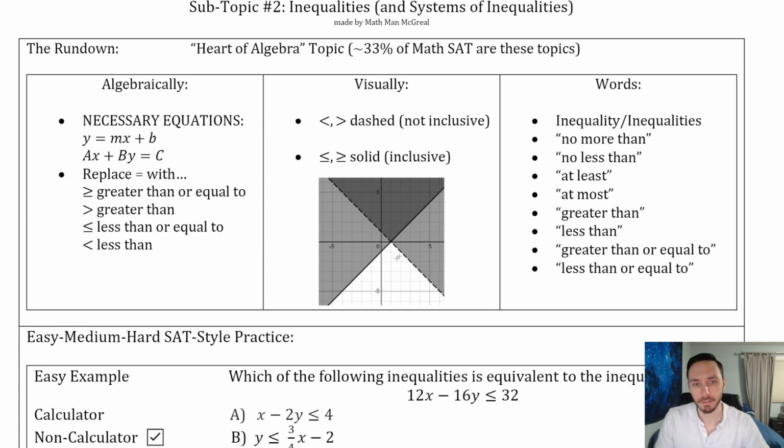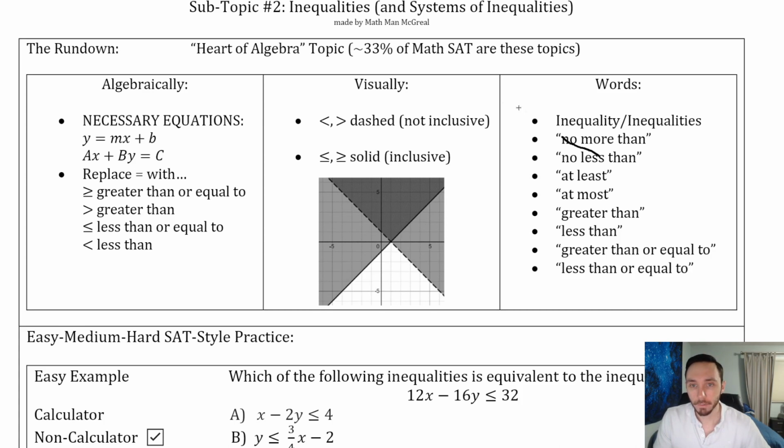And I don't really see it too often graphically, but this is what a system of linear inequalities might look like. We see the dashed line here. This is for when you have a less than or greater than, and then the solid line is when you have the or equal to.